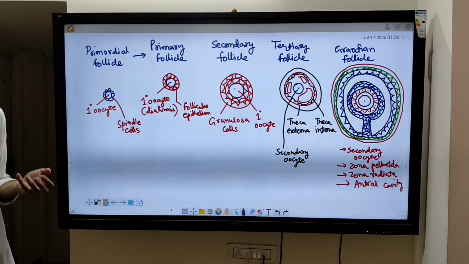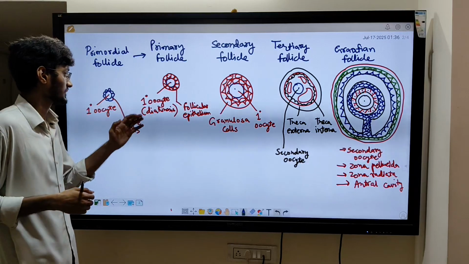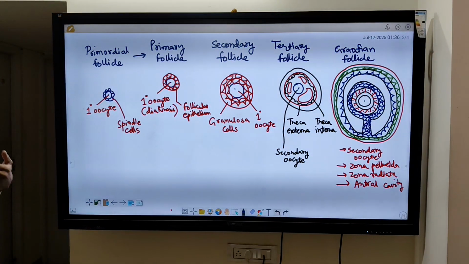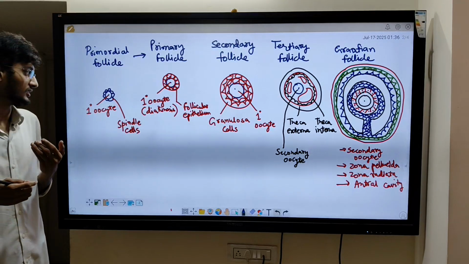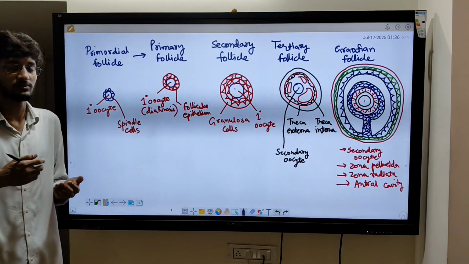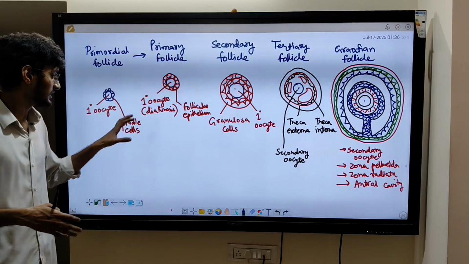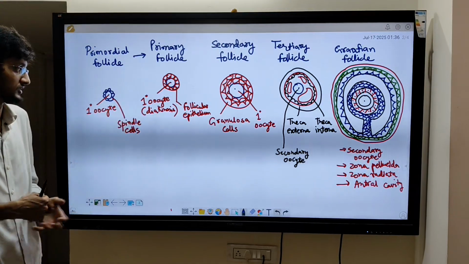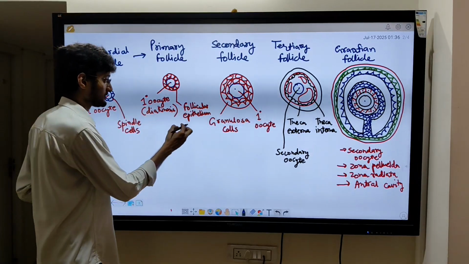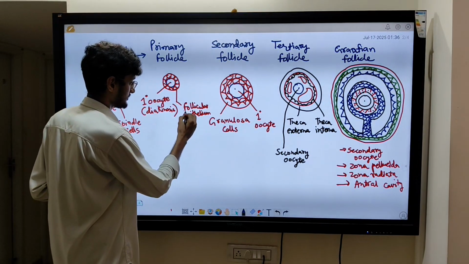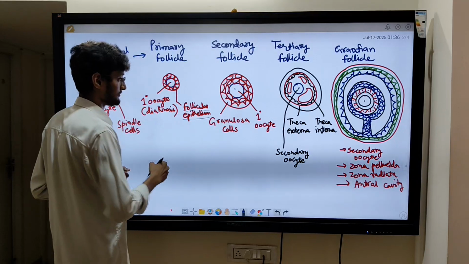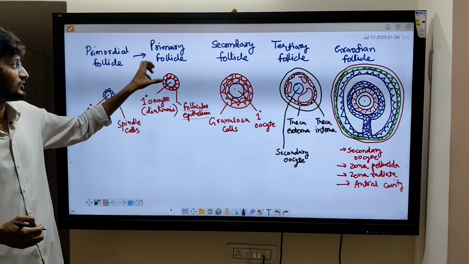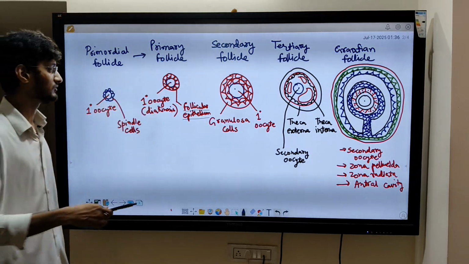Now, the primary follicle has only one difference from the primordial follicle. It also has a primary oocyte, but the primary oocyte is under the process of meiosis, stuck at the diakinesis phase of prophase 1 of meiosis, and it is further surrounded by the follicular epithelium. So the follicle cells surround the primary oocyte to make up the primary follicle.